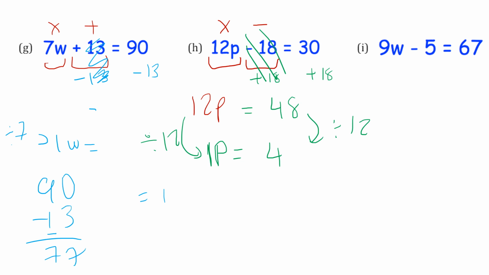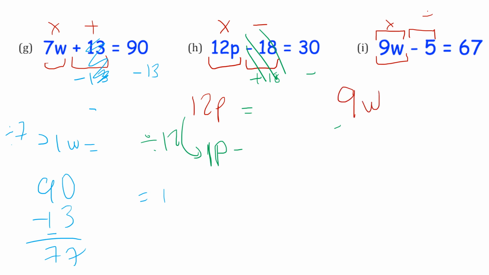And the last one, you've got 9w minus 5 equals 67. Again, we have one operation and another operation. We have to do the opposite. So remember, keep your w's. We want to get rid of the numbers first. So 9w, what's the opposite of minus 5? Add 5. And what we do to this side, we have to do to this side. So we'll add 5 here as well. Minus 5 plus 5 cancels out. We're left with 9w equals 67 plus 5, which equals 72.